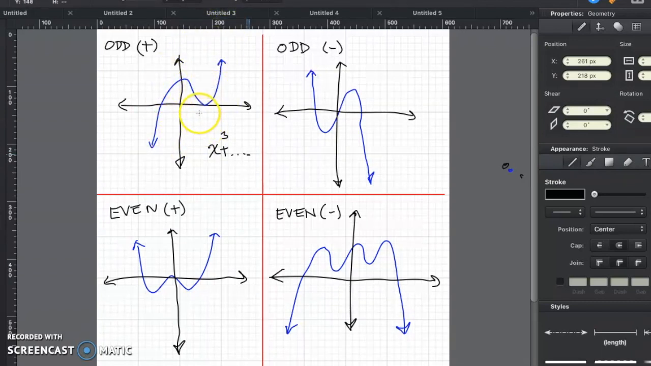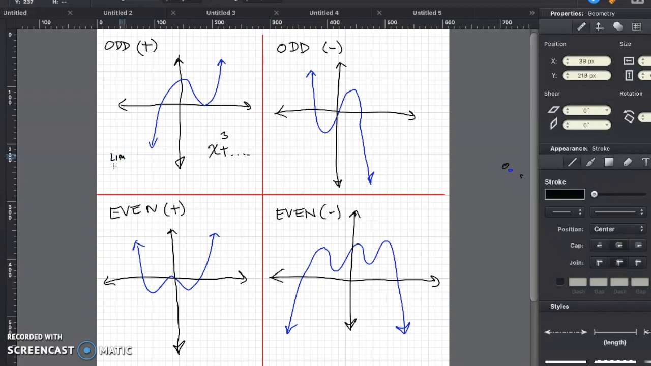What I'm concerned about as far as this unit is concerned is how we're going to write this. We're going to write this as the limit as x goes to negative infinity, f of x, or our function or graph, goes to negative infinity. It goes down.